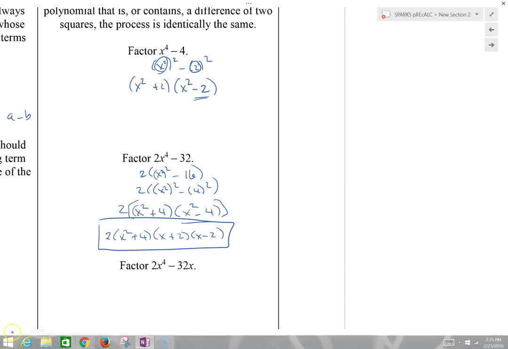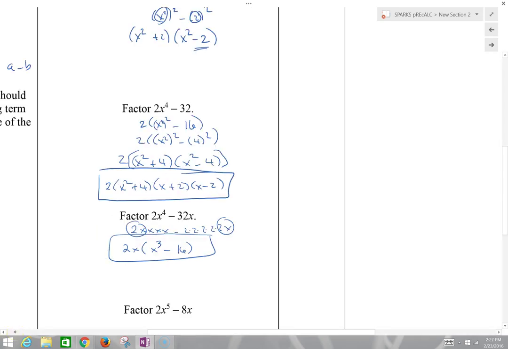Pause it here and check your answer. Alright, this one comes down to 2x times x cubed minus 16. That's not the difference of squares inside there, so we're finished. We don't have anything we can do with x cubed minus 16 this time.